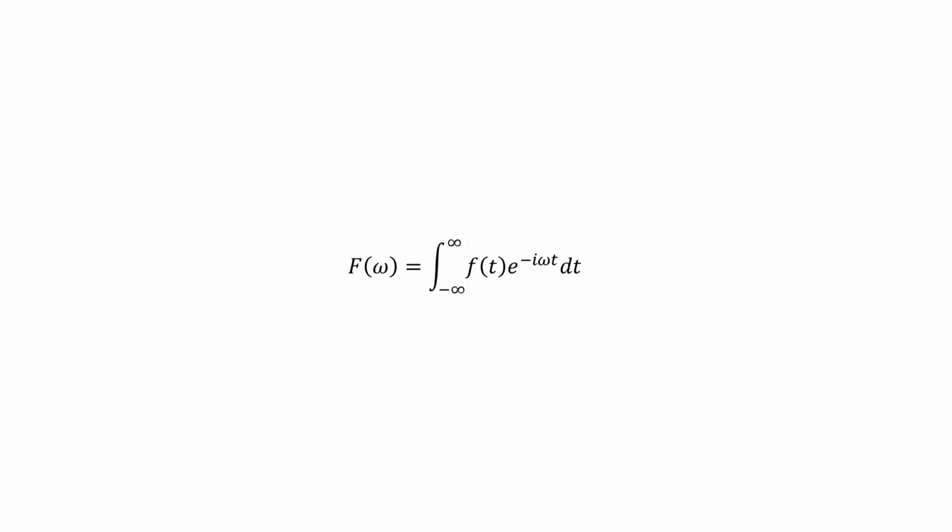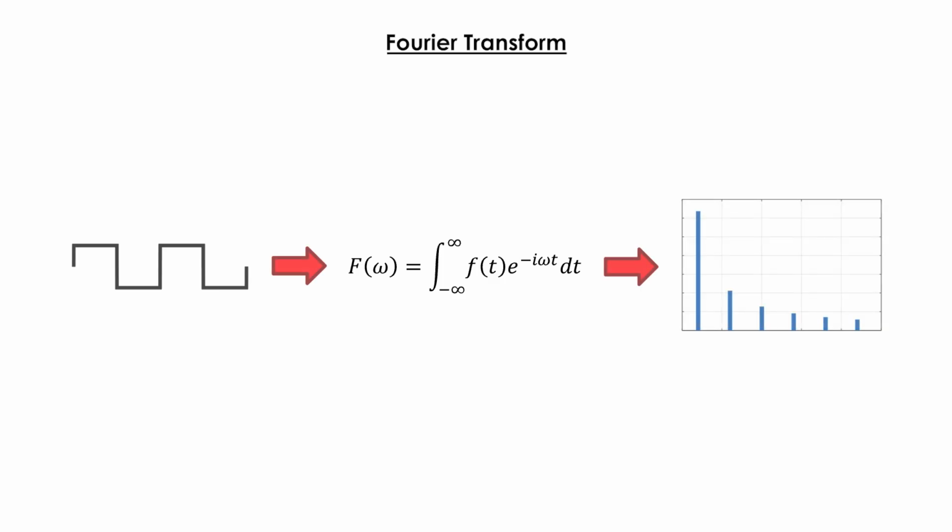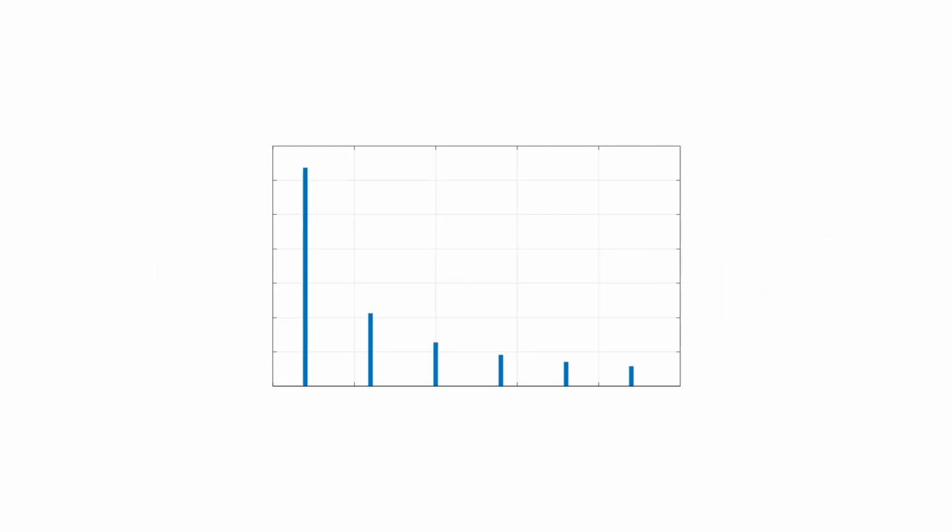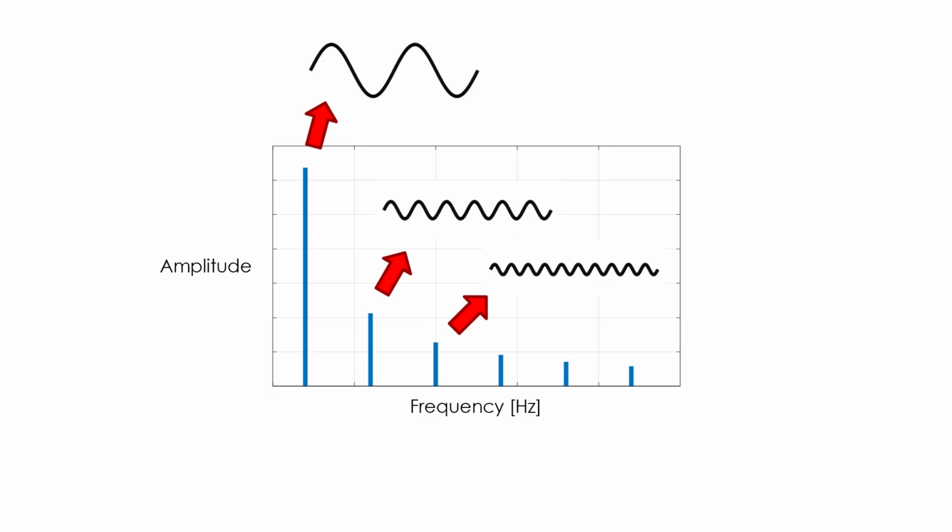Mathematically, these components are obtained through a formula called the Fourier transform. This graph is called a frequency spectrum. Here we have frequency on the horizontal axis and amplitude on the vertical axis, and each line represents a sine wave. That is, the horizontal position of each line gives us the frequency of the sine wave, and the height of the line is the amplitude at that frequency.